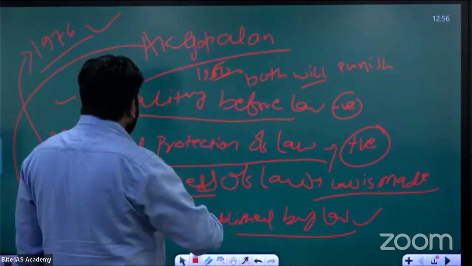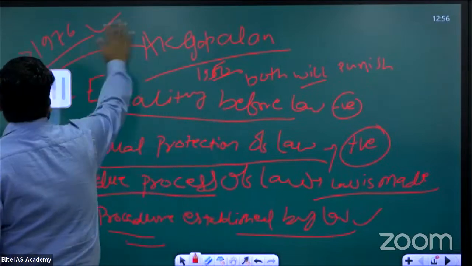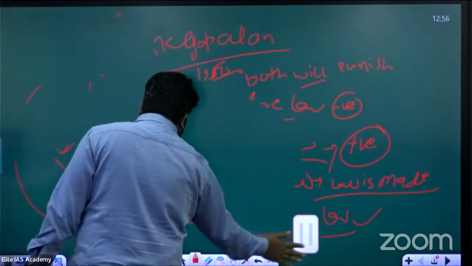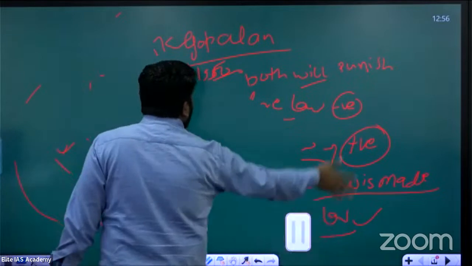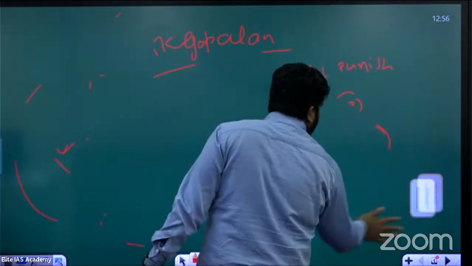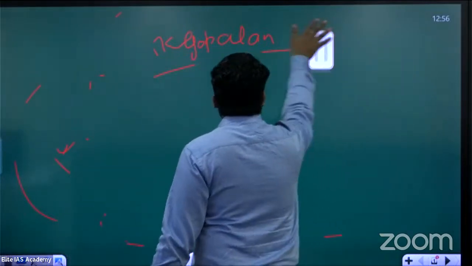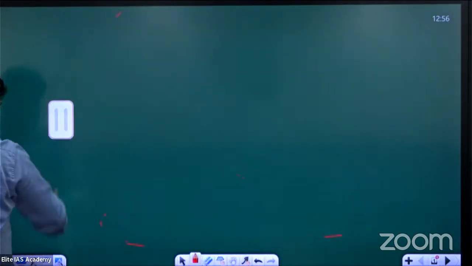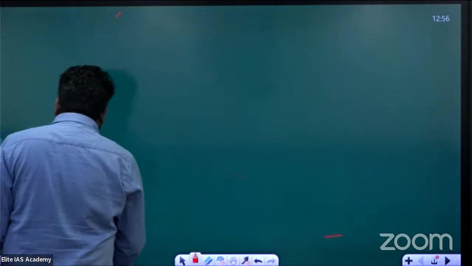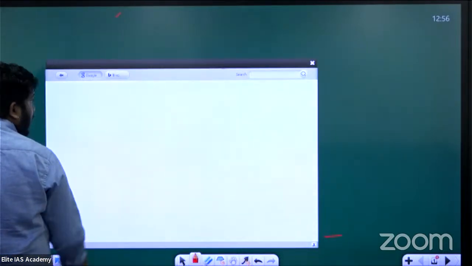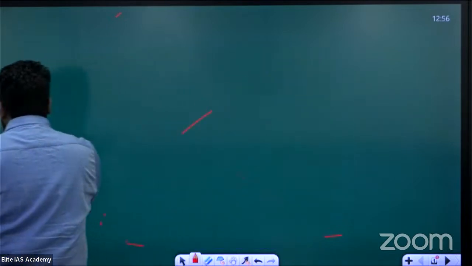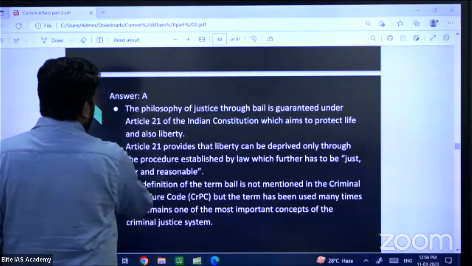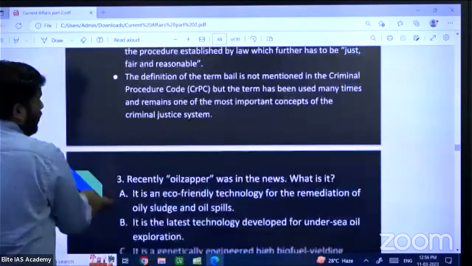So you have to remember these four terms when you read fundamental rights in polity: equality before law, equal protection of law, due process of law, and procedure established by the law. Very famous cases, Maneka Gandhi and A.K. Gopalan, are defining cases or historical moments of Indian polity. Okay, so this was the answer A. Moving to the next topic.